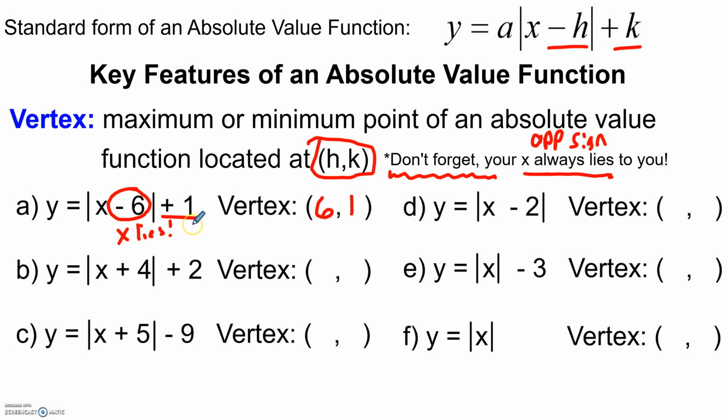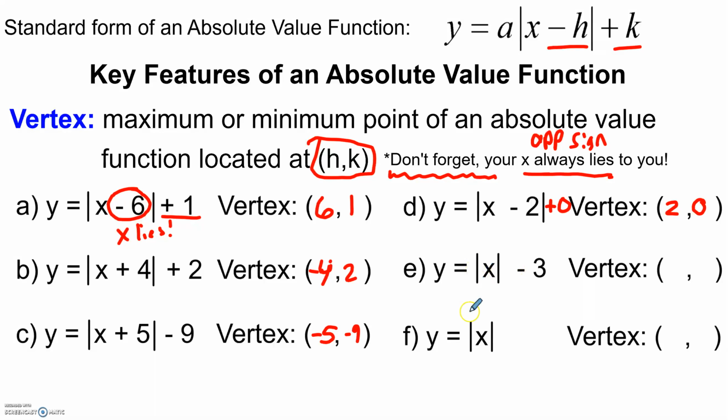Try your best finding the vertex of the rest of the examples. Go ahead and check your work and be amazing. We have negative 4, because the sign switches, and a positive 2. Negative 5, and a negative 9. We have a positive 2. This one might have tripped you up. If there's nothing here, it's like I'm saying plus 0. So my y value is actually 0 for that vertex.